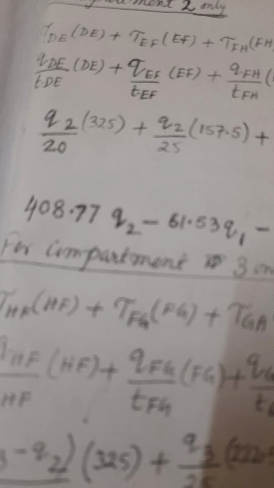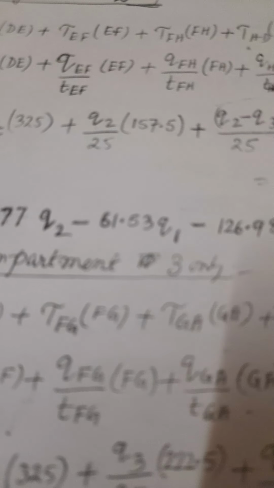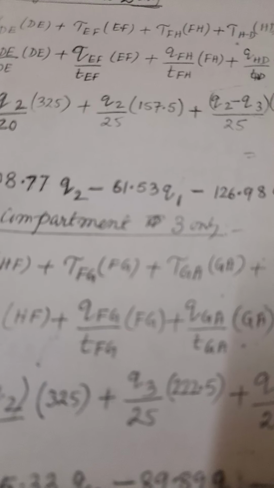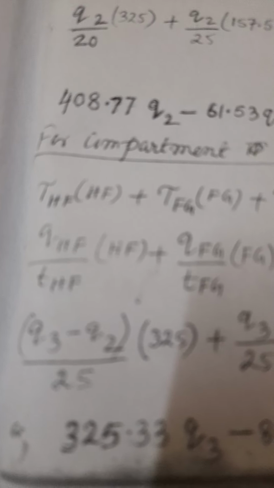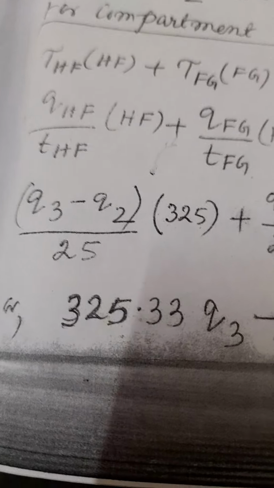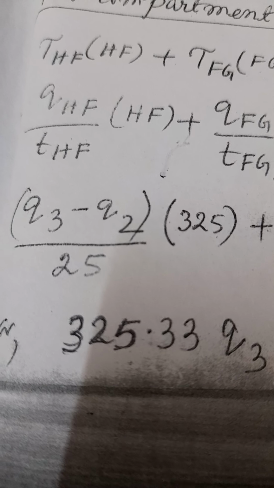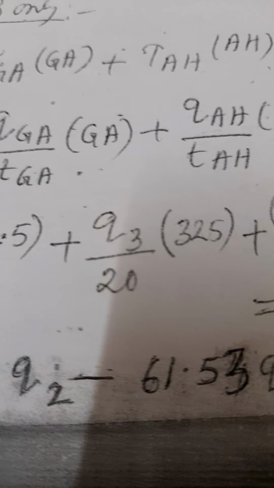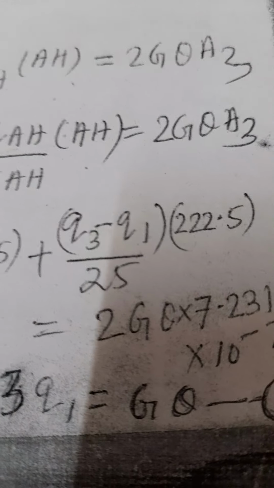Now this is the equation number 2, G theta. Now this is for the compartment number 3. Now this is the equation for A3, area A3.